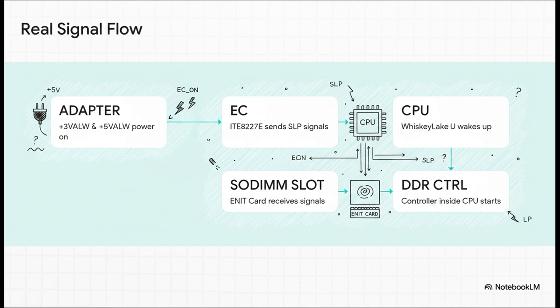The EC then fires off crucial signals like the EC on and SLP lines to wake up our Whiskey Lake U CPU. The CPU wakes up, its internal DDR controller fires up, and finally those signals shoot all the way down to the SODIMM slot where our ENIT card is just waiting to catch them. If you're missing a signal on your debug card, the break in the chain happens somewhere along this exact pathway. It's like tracking a water leak, honestly.